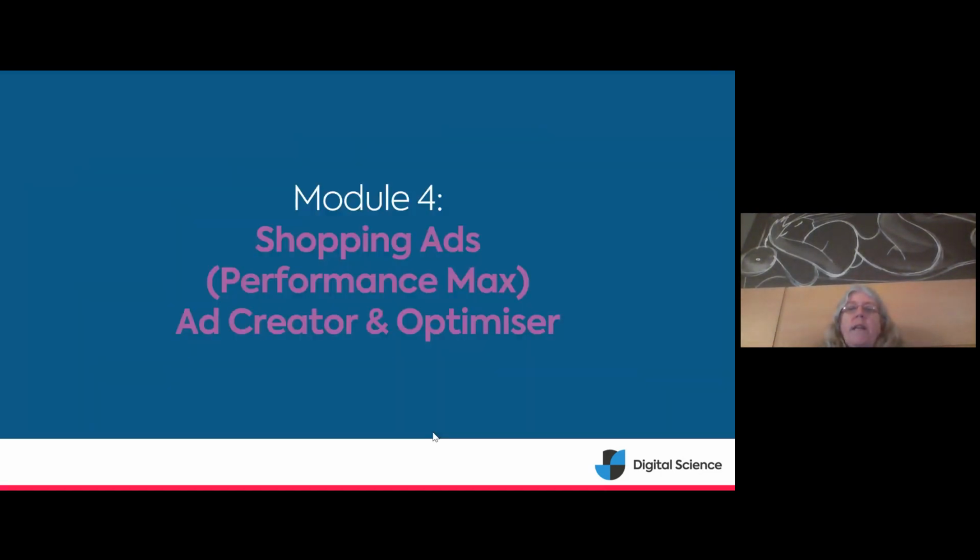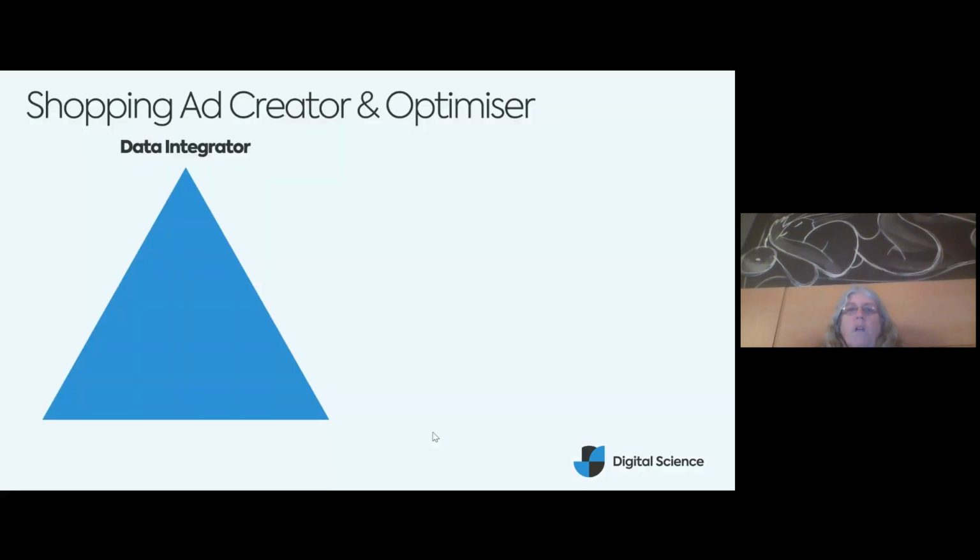Module 4 is the Performance Max ad creator and optimizer. And this is evolving. So this won't be exactly the same as what I'm showing now, because this tool is evolving, and it's going to be available in the next couple of months. So I'm just going to bring up another diagram again.